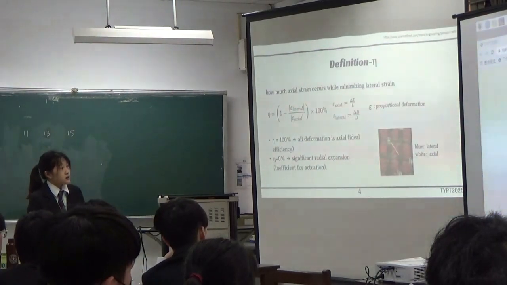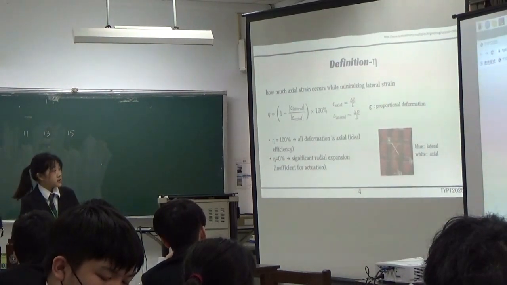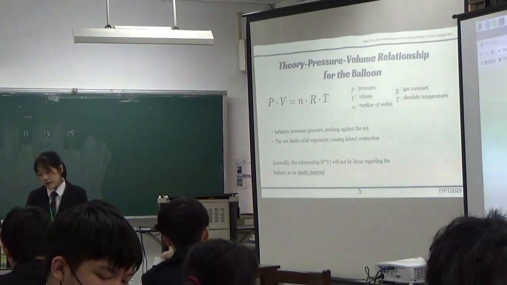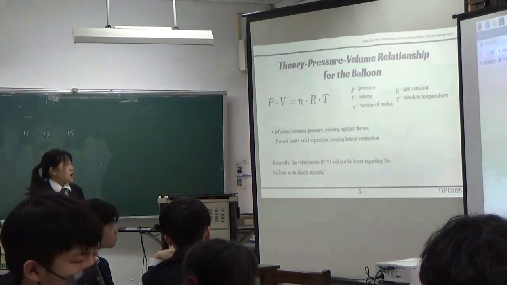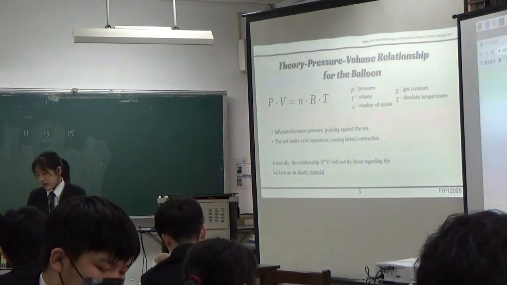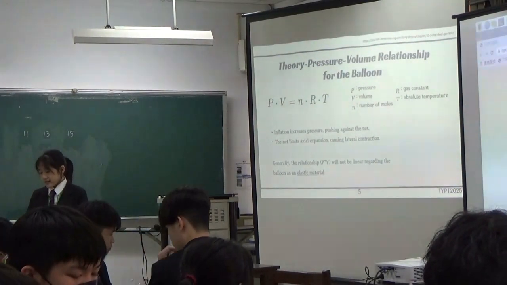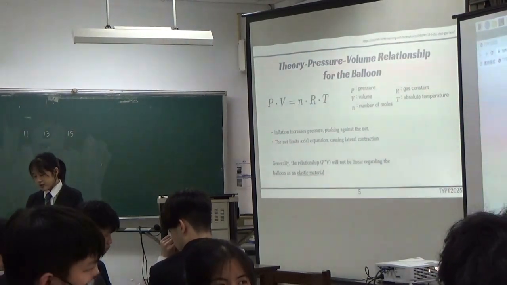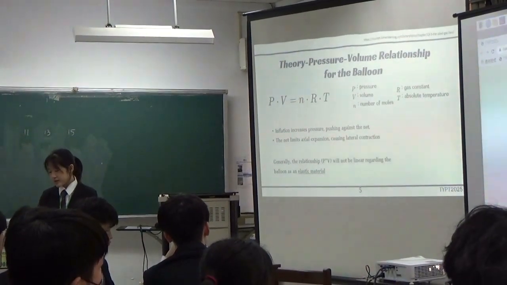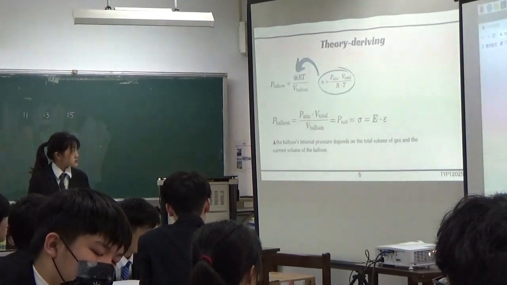And this is a visual representation of the deformation pattern. The blue is the lateral and the white line is axial. The third is the theory of the ideal gas law. PV equals nRT. For a balloon in the net, inflation increases pressure pushing against the net. The net restricts axial extension, causing lateral shortening, just like the muscles. This restriction amplifies pressure changes, leading to a nonlinear pressure-volume relationship where resistance increases with expansion.